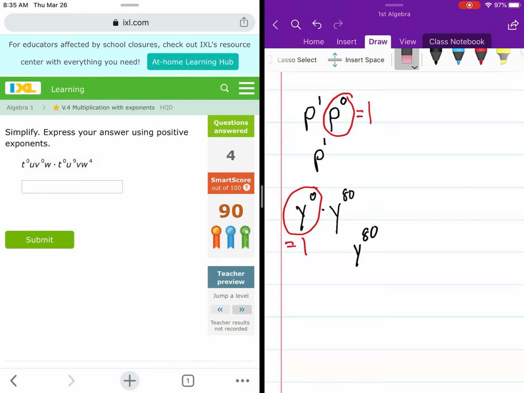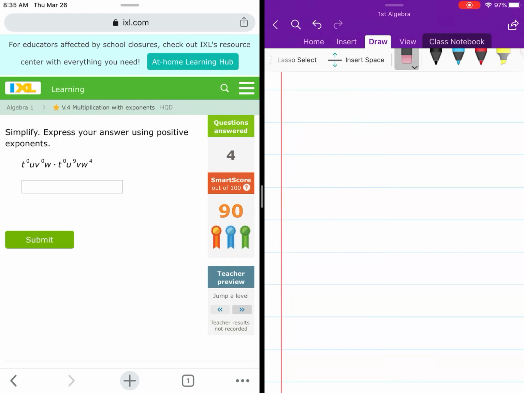Okay, now jumping up to the last level, these are the same thing. They look like they are harder because there are more terms. You just have to keep working with the same variables. So I'm going to write this entire thing down. T^0 U. Remember, if there is no exponent, there is a 1. V^0 W^1 times T^0 U^9 V^1 W^4.